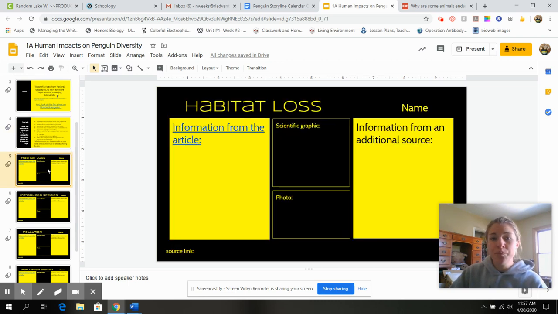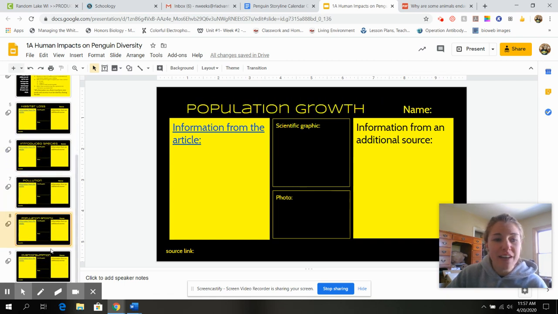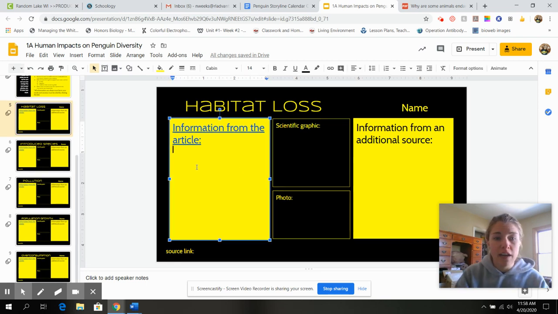So what you're going to do, these are the blank slides. Do not edit the blank slides. You are going to research one of these: habitat loss, introduced species, pollution, population growth, or overconsumption. When you get to the slide and you think, oh, okay, I want to research habitat loss, you can click here for information from the article. That will bring you to that page of the article, so you can read all about it and type your information in here. It's a little text box.